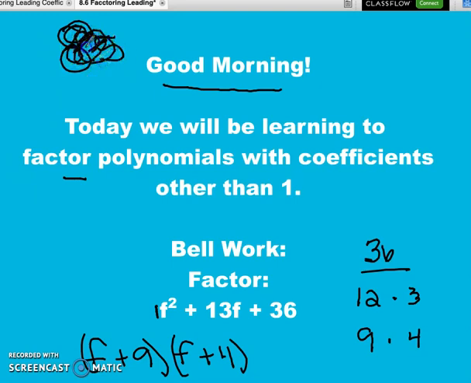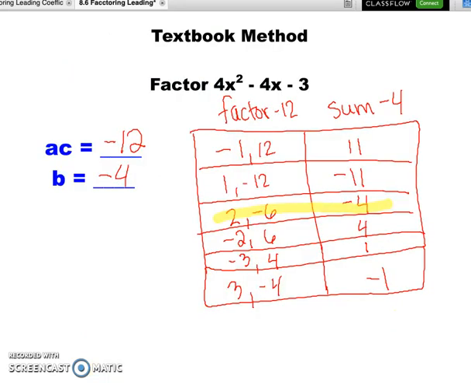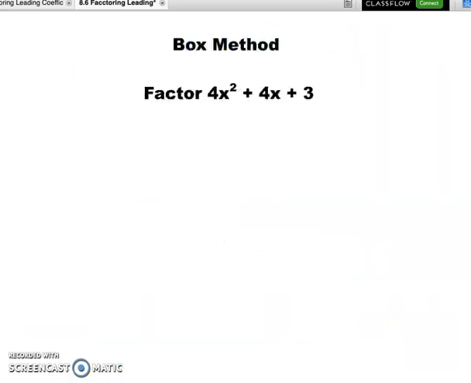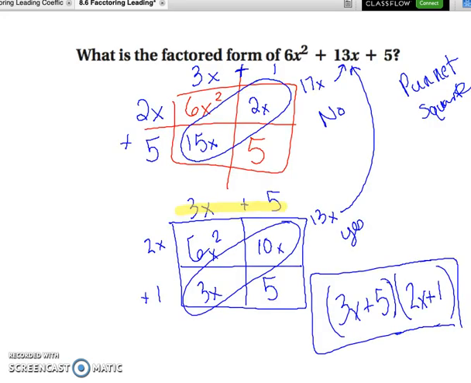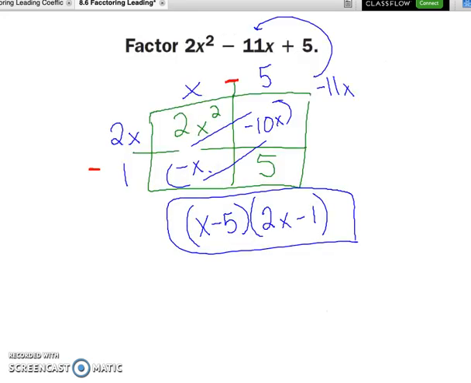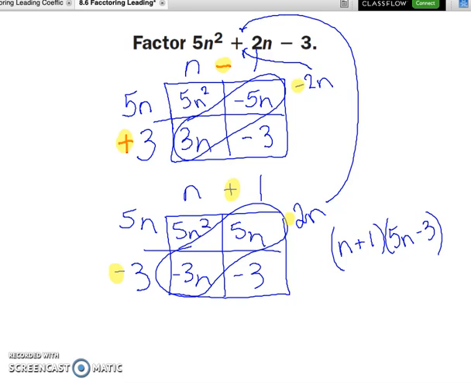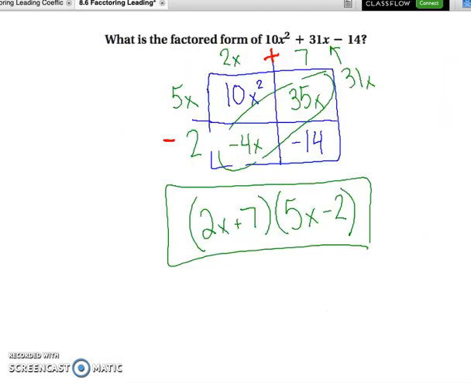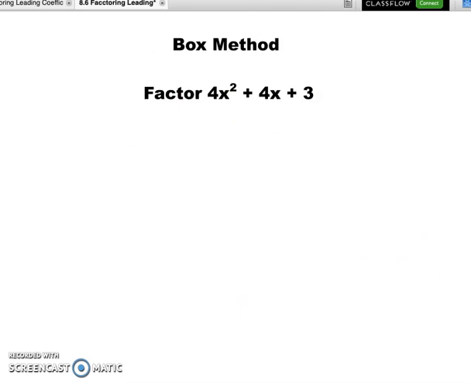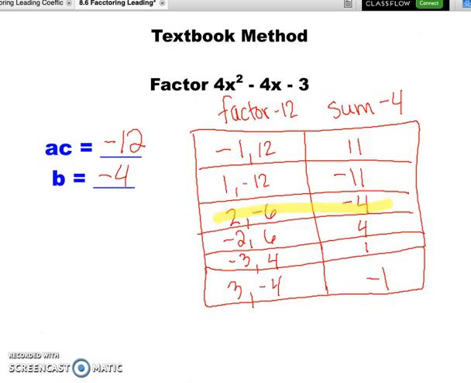Two binomials. So that's what we did on 8.5. Today is 8.6. This is actually going to be the textbook, not the box method, sorry. Not the box method. We're going to be doing the table method and then grouping it together.